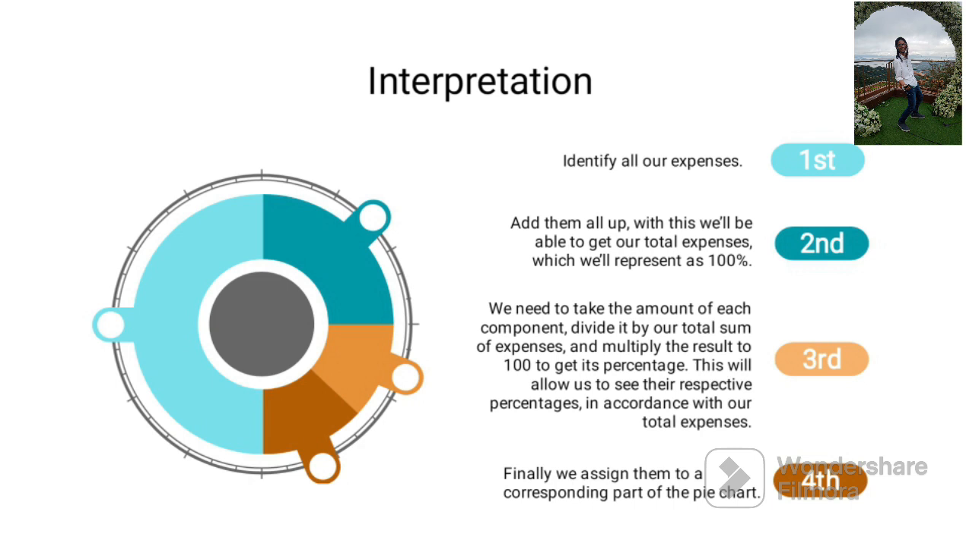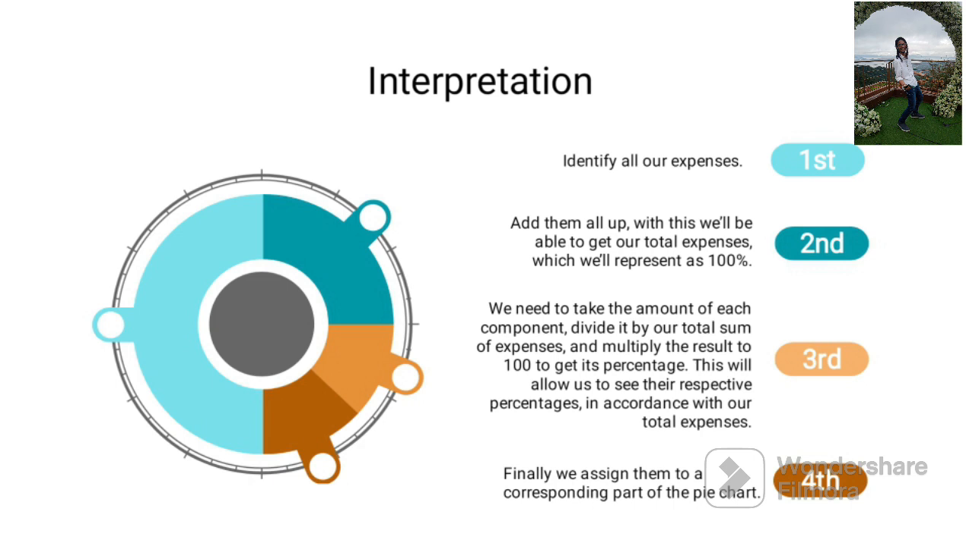First, we must identify all our expenses. Next, we add them all up. With this, we'll be able to get our total expense, which will represent 100%. After doing so, we need to take the amount of each component, divide it by our total sum of expenses, and then multiply the result by 100 to get its percentage. This will allow us to see the respective percentages in accordance with our total expense. Then finally, we can assign them to a corresponding part of the pie chart.